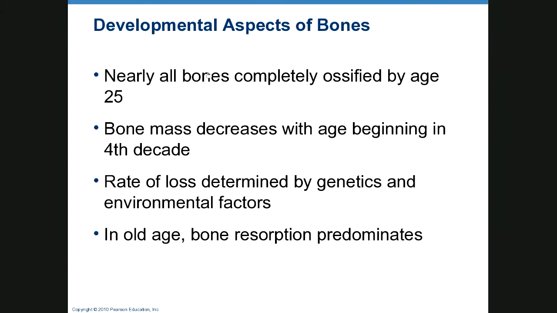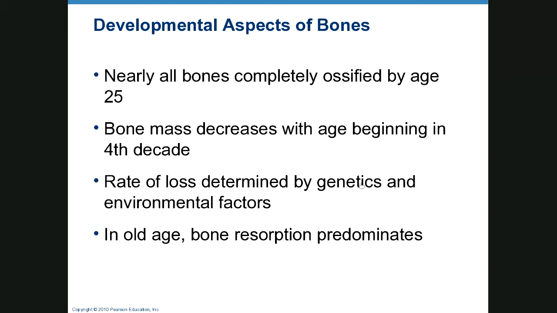Developmental aspects: nearly all bones are completely ossified by age 25. Bone mass starts to naturally decrease in the 4th decade. So when you turn 40, you've got to work harder to keep your bone and muscle mass going. That's going to require exercise and proper diet.